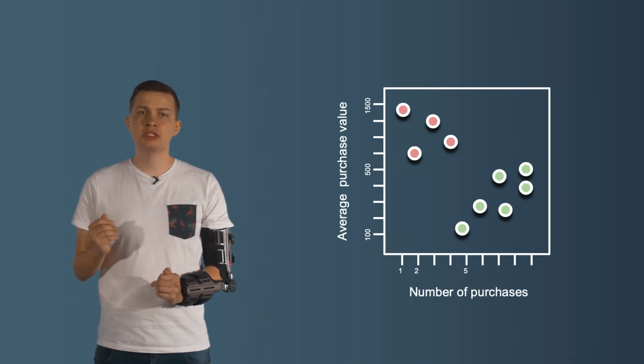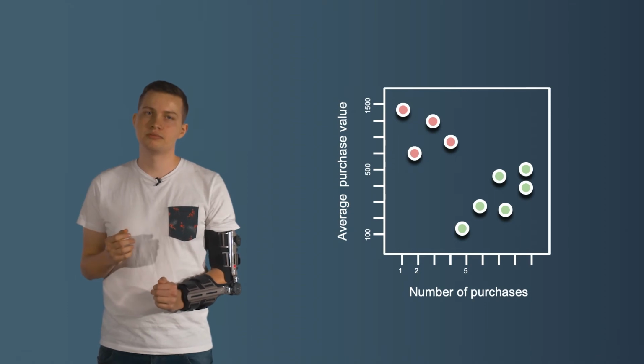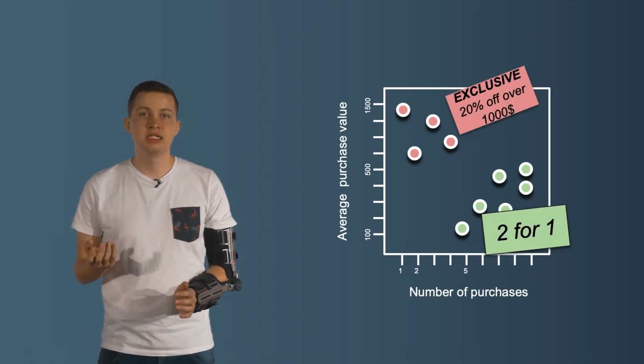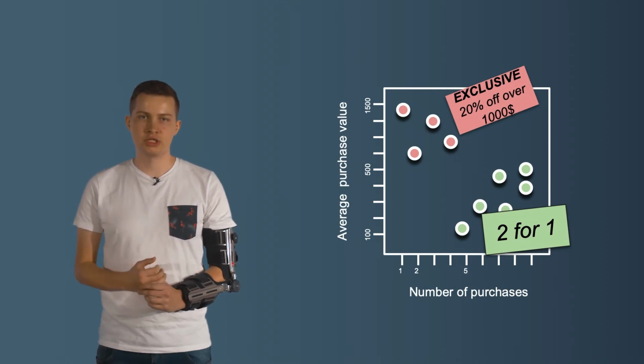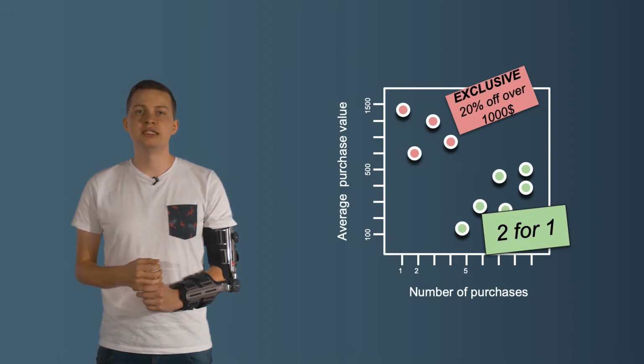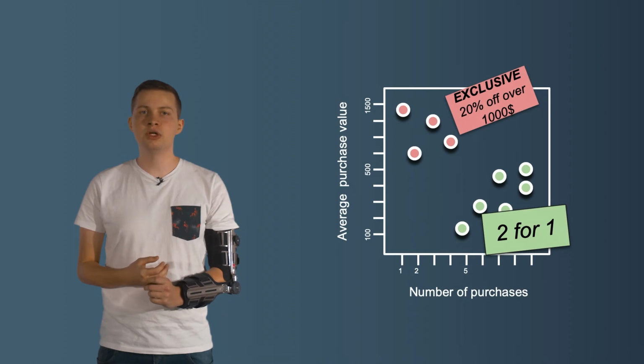Well, how could we use this information about these 2 clusters now as shop owners? We could tailor our ads and sales to their individual needs. For the first cluster, we could offer a discount for a purchase over a certain limit. For the other cluster, we might offer a 2-for-1 discount.